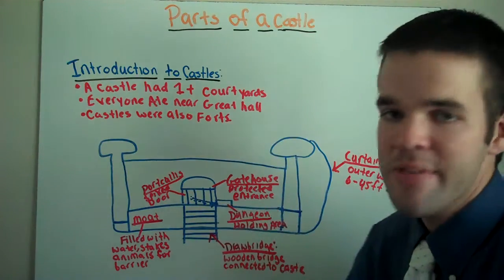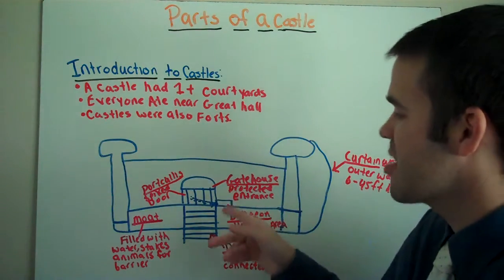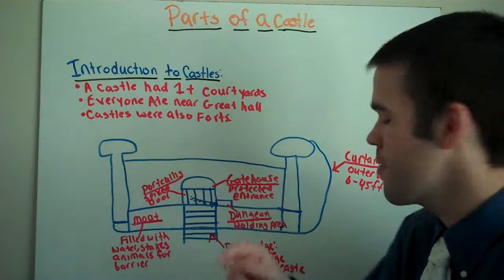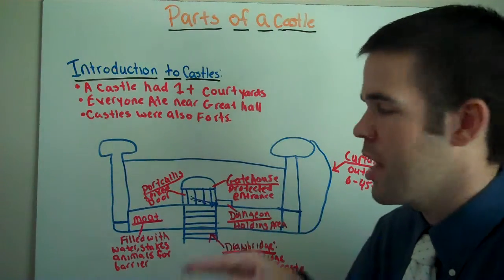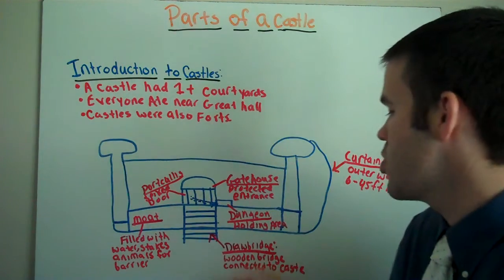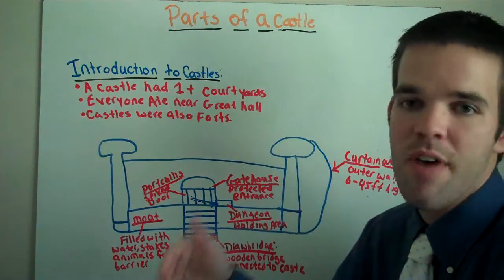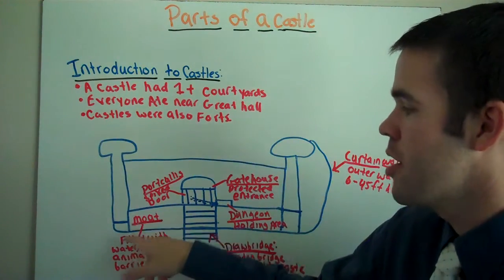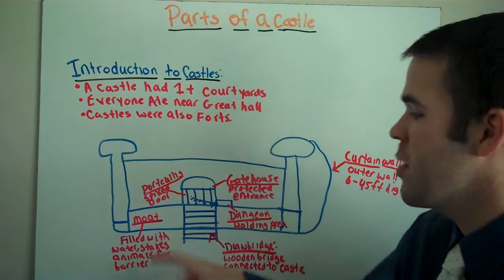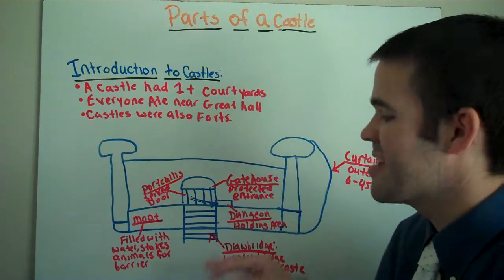When battles happen, oftentimes there was somebody at the crank for the drawbridge. When the invaders got onto the drawbridge, they would crank it to make it raise. The invaders would fall into the next part, the moat. The moat is filled with water and stakes.